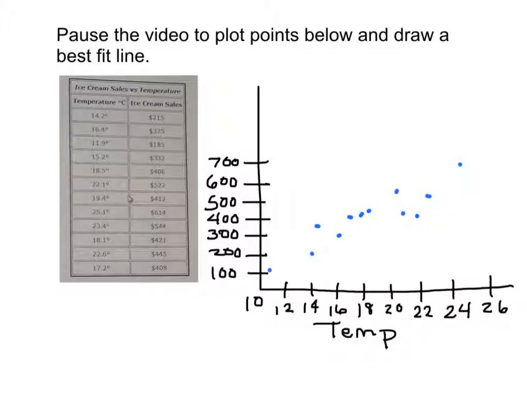So here we have our graph. Now if we're trying to draw a best fit line, we're going to try to draw a line that goes up the middle with as many points above and below as we can get. So that's about as best fit as this graph can be.